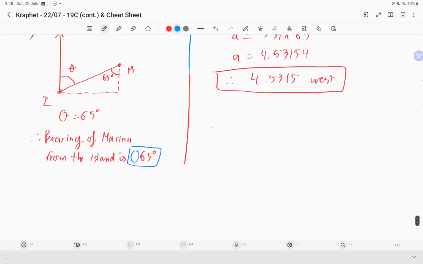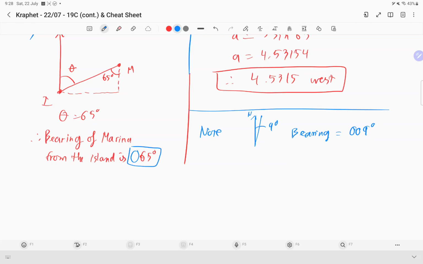All right, I'll put a note here. If you have a very small bearing, let's say 9 degrees, then the bearing would be 009 degrees.